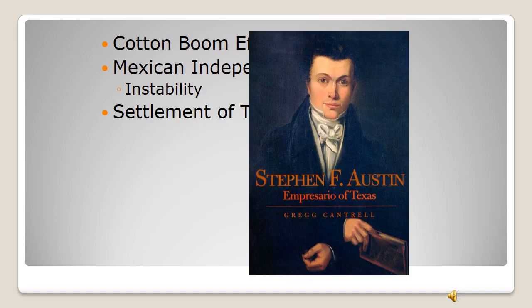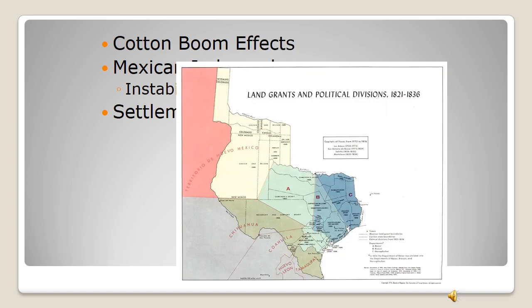This migration was organized by the Austin family, Moses Austin, and more importantly his son Stephen Austin, who helped organize American settlers to move into Texas, where they were very excited to move in and settle. The Mexican government, of course, wanted these settlers to move out into the areas populated by Native Americans, what's today western Texas and New Mexico and Arizona.